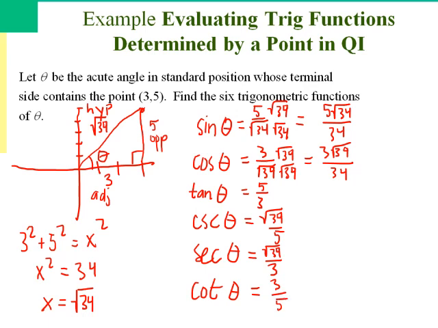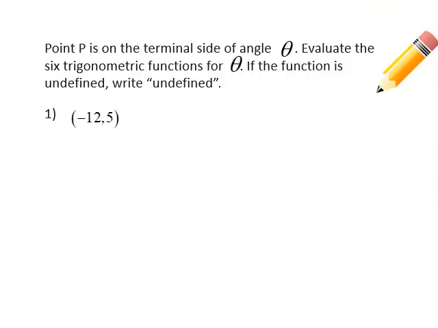Let's do another example. This time we've got a negative x value, and that's okay. My reference triangle is going to look just a little bit different. This is going to be off in quadrant 2. So negative 12 somewhere out here, and 5 is my y value there. So here's my ordered pair, negative 12, 5.